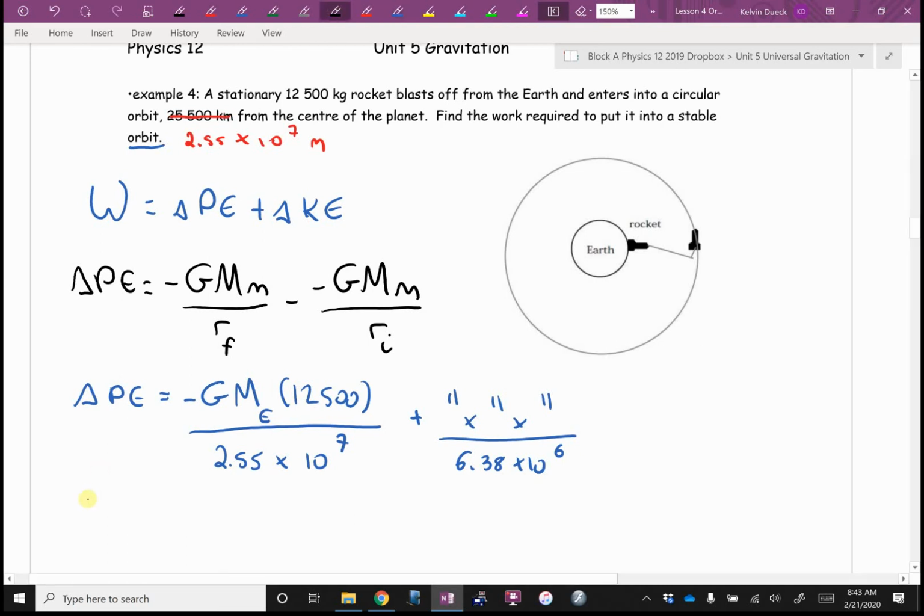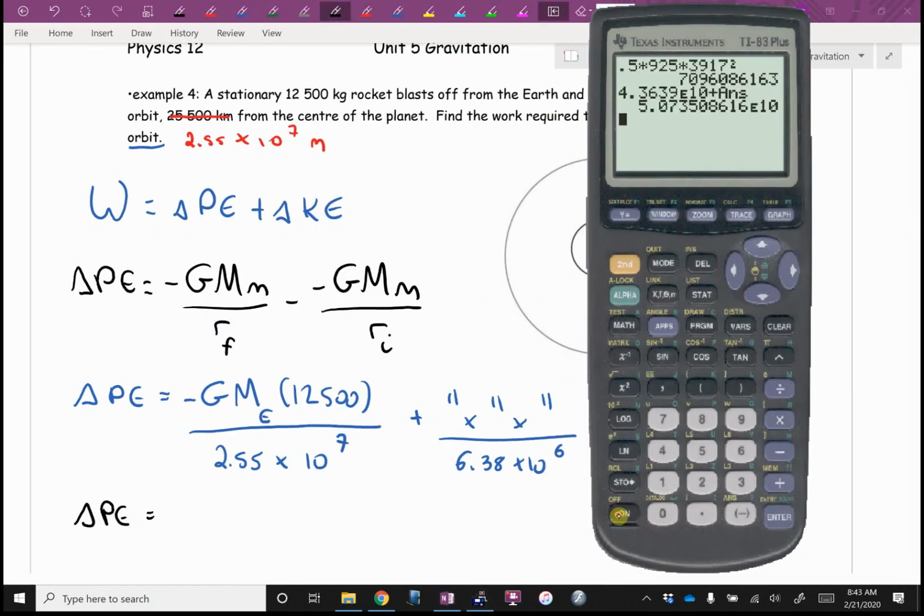We said it's way easier to go one term at a time, and you absolutely need to practice these on your calculator. So if you want to get your calculator out, let's crunch the first term. Negative. Big G is 6.67 times 10 to the negative 11. Earth is 5.98 times 10 to the 24th. Make sure you know where you can find those in case you forget. 12,500 divided by 2.55 scientific notation button 7. I get negative 1.9552. I'll carry 5 sig figs times 10 to the 11th.